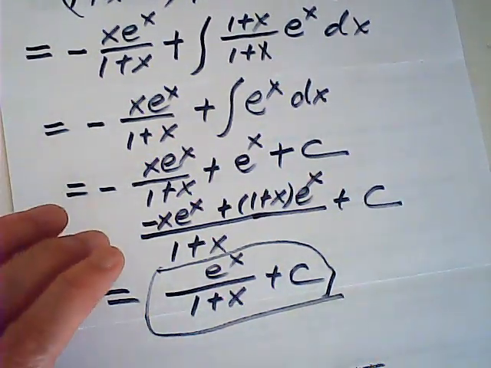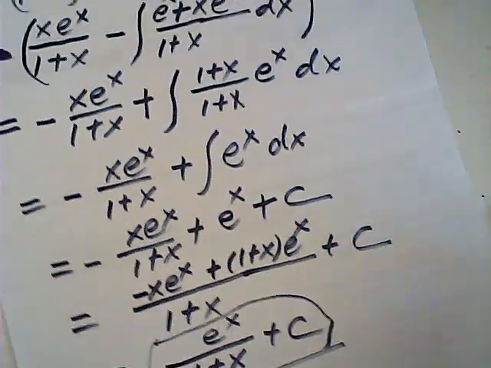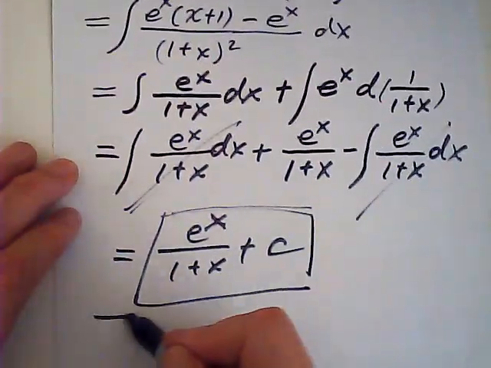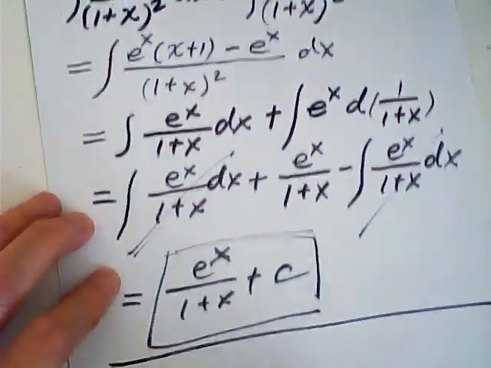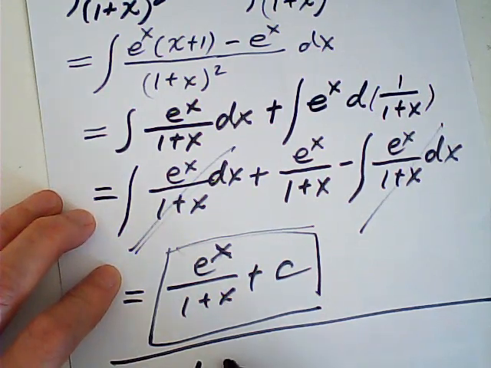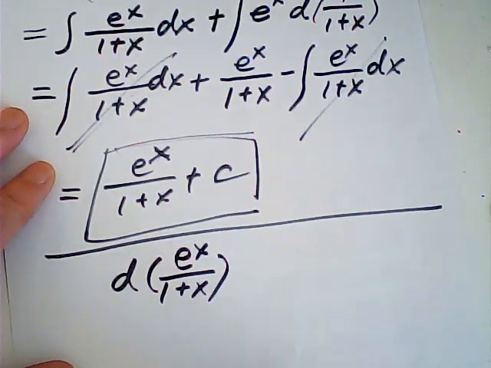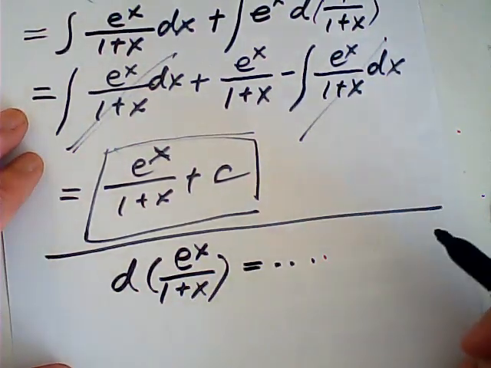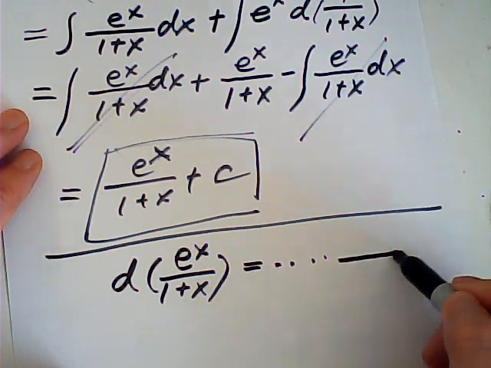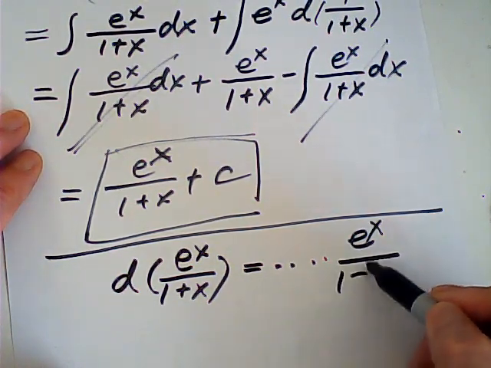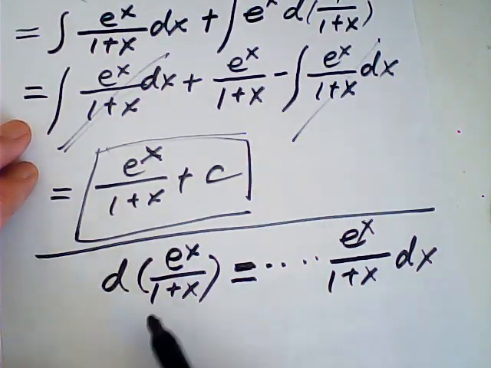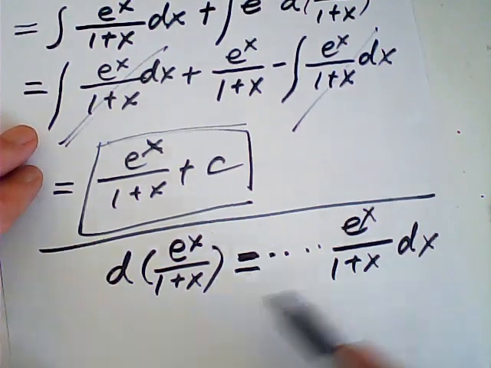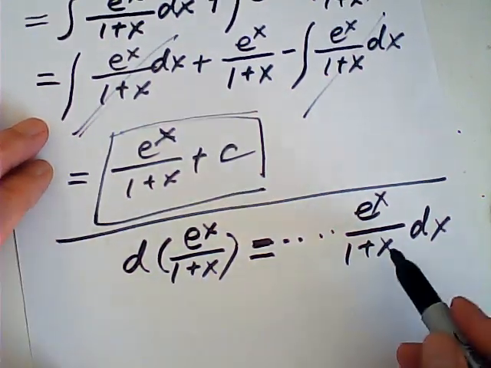Now, if you try, in the first place, if I try d of e to the x over (1 plus x), you will find that this is equal to e to the x times (1 plus x) over (1 plus x squared) dx. Okay, now I'm not going into detail. You try it. This is this.